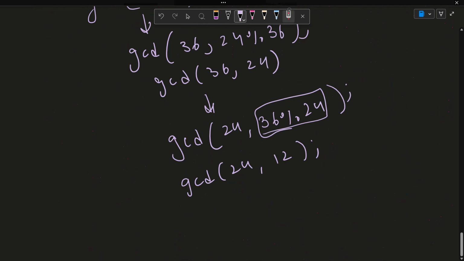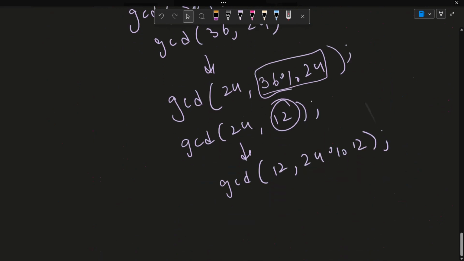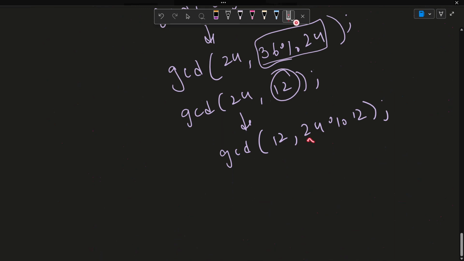Now I check if this 12 is 0. No, it's not 0. So this in turn would call GCD of 12 comma 24 modulo 12. Now I hope you're seeing where this is going, right? And what is this 24 modulo 12?